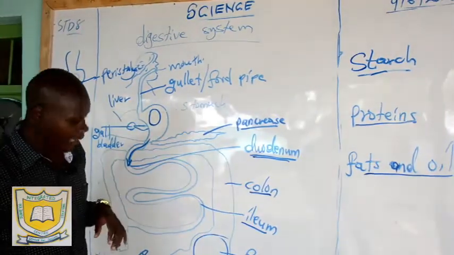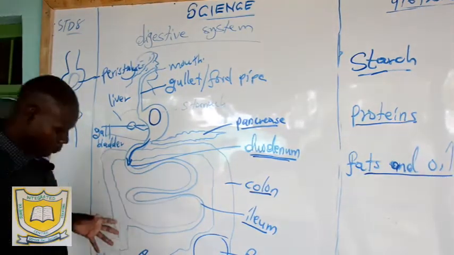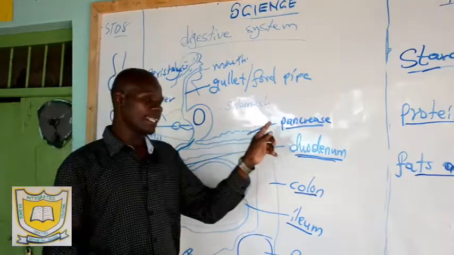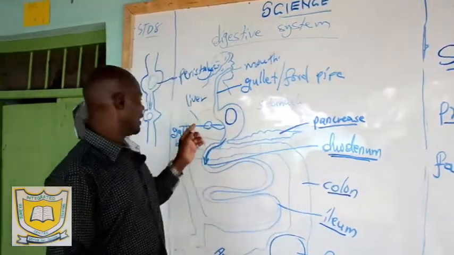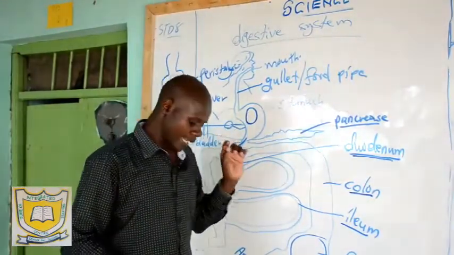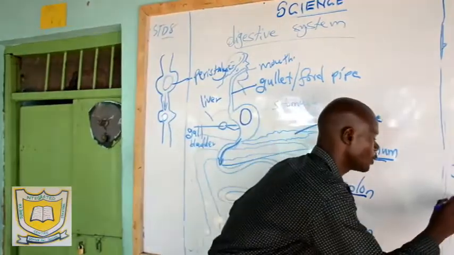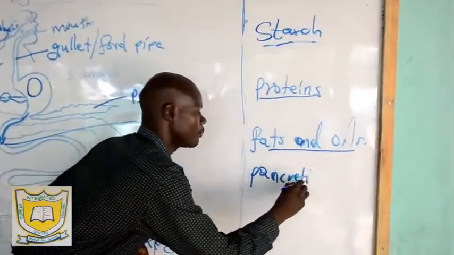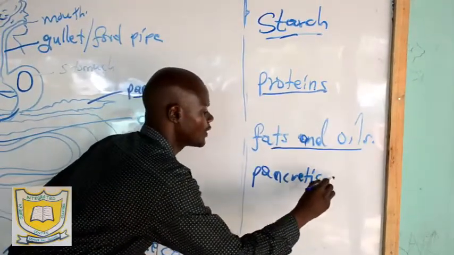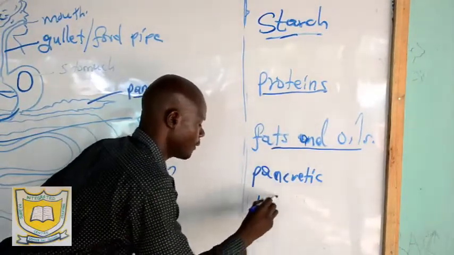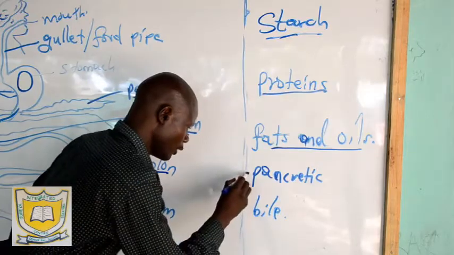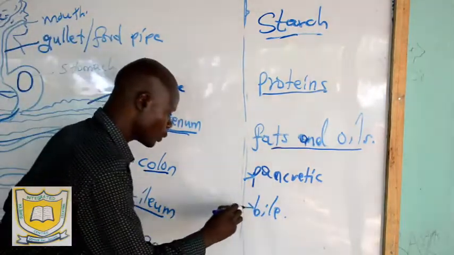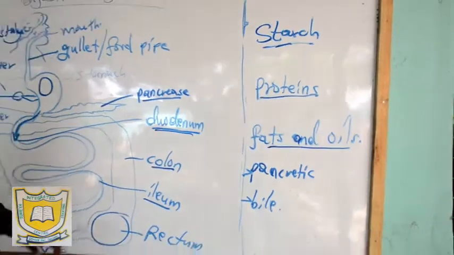This is where they assist in the digestion process. You find that the pancreas is producing pancreatic juice. The liver is producing the bile. So the pancreatic juice is produced by the pancreas, and the bile juice is produced by the liver.